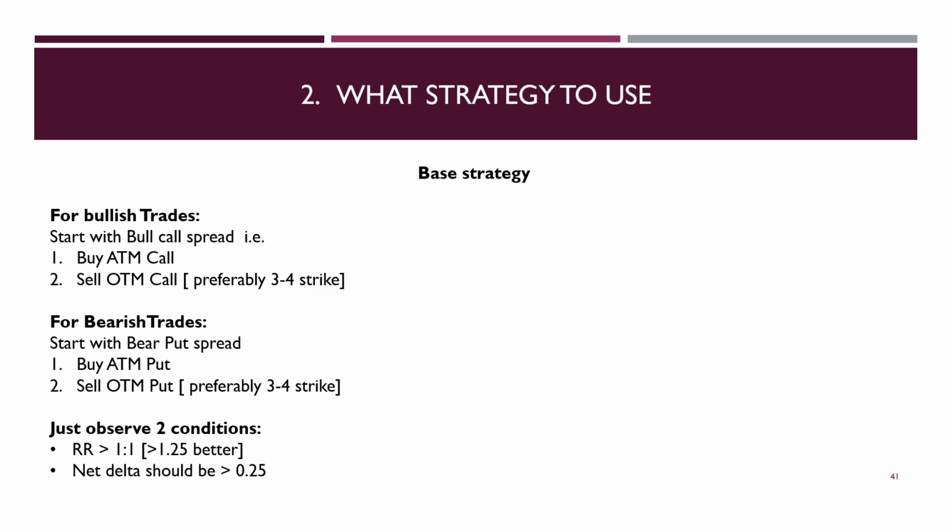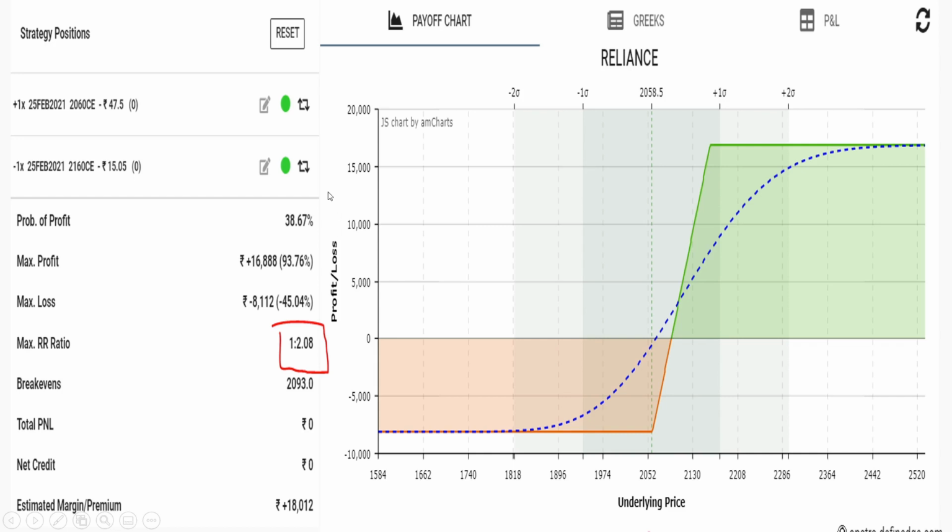Getting my point? So if you are buying a 0.5 delta call, you need to sell a call which has delta less than 0.25. If you buy a 0.5 delta call and you sell a 0.2 delta call, your net delta is 0.3. So the condition is met. This is how we enter a base strategy, and once we enter, this is how the payoff graph will look. So let's take an example.